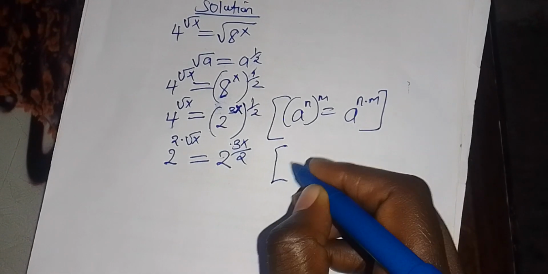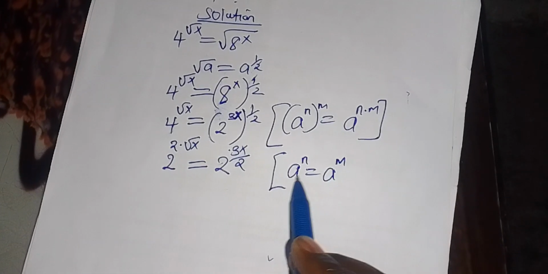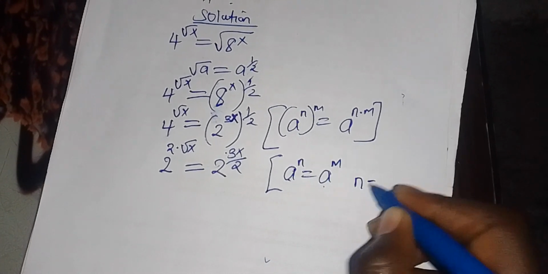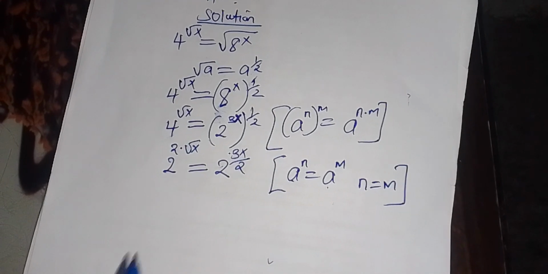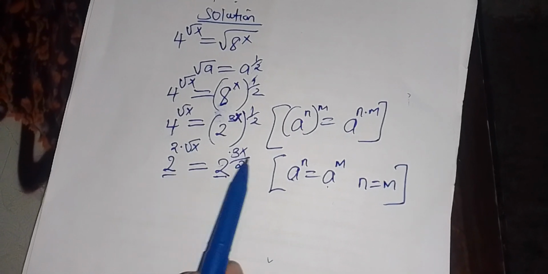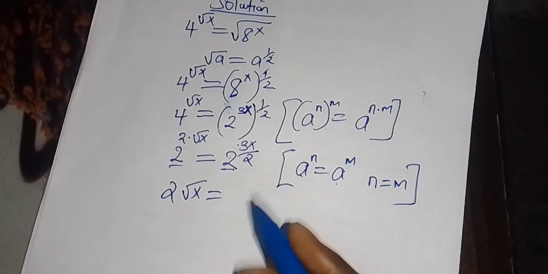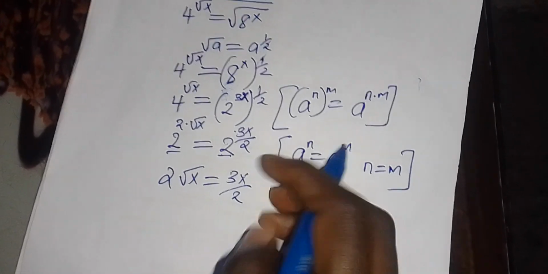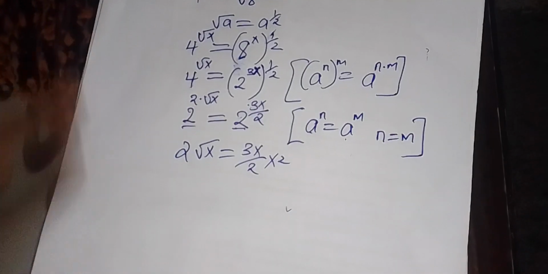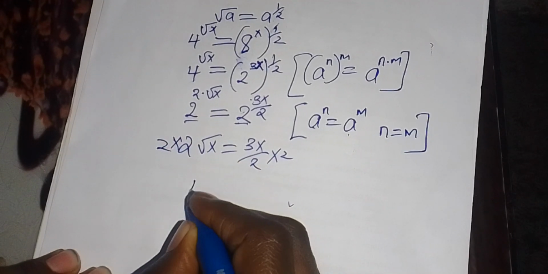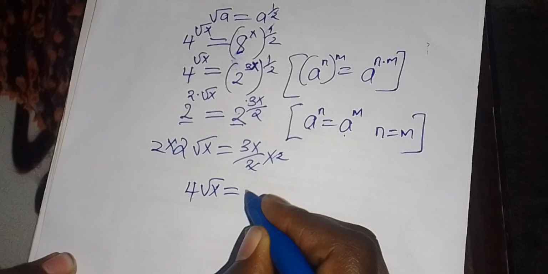And now an interesting part is here, the bases are common. Applying this identity, if a raised to power n is the same as a raised to power m, and since the bases are common, that means n is equal to m. So we just consider the powers. We'll have 2 root x equal to 3x divided by 2. Multiplying both sides by 2, we'll have 4 square root of x equal to 3x.